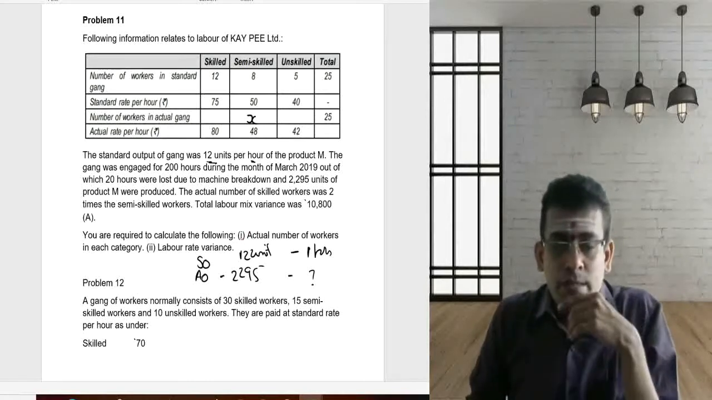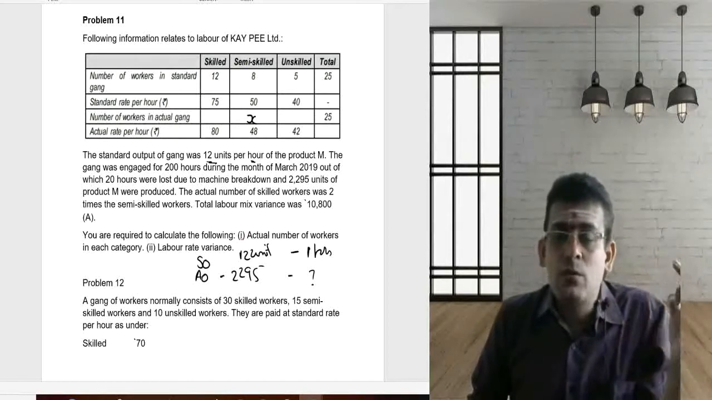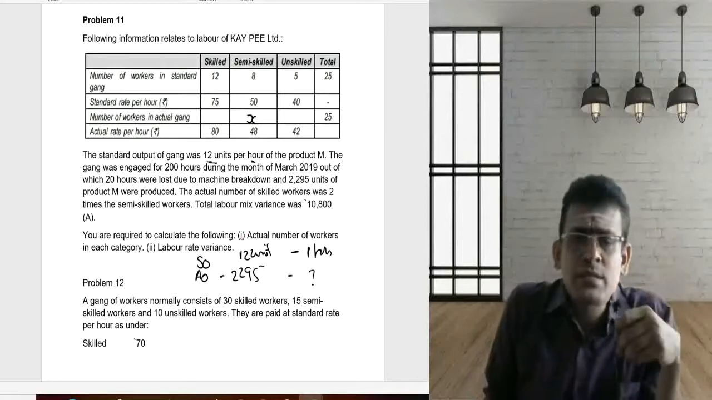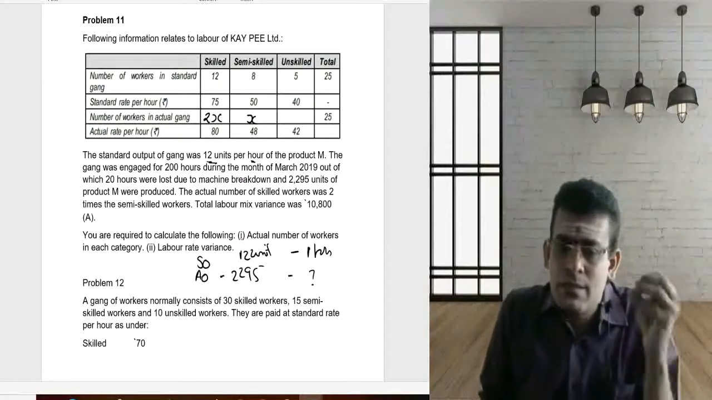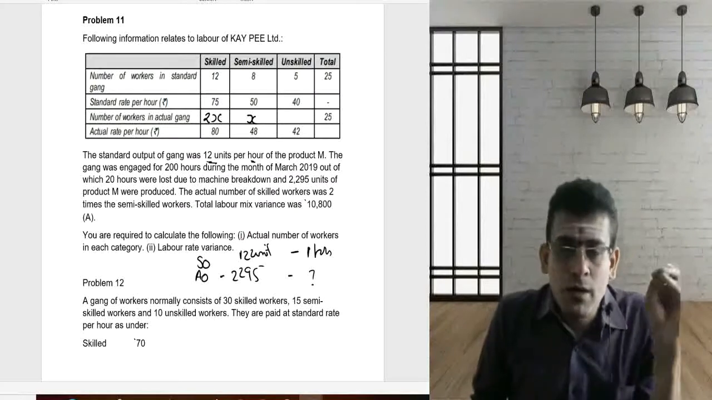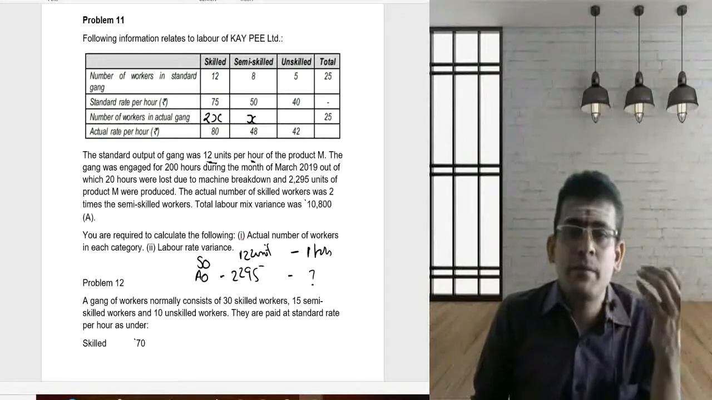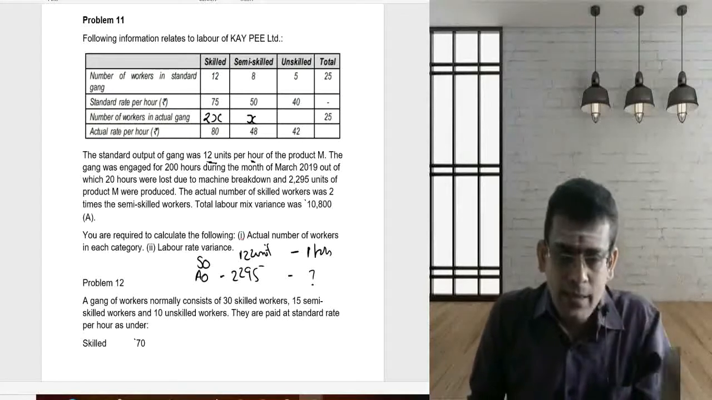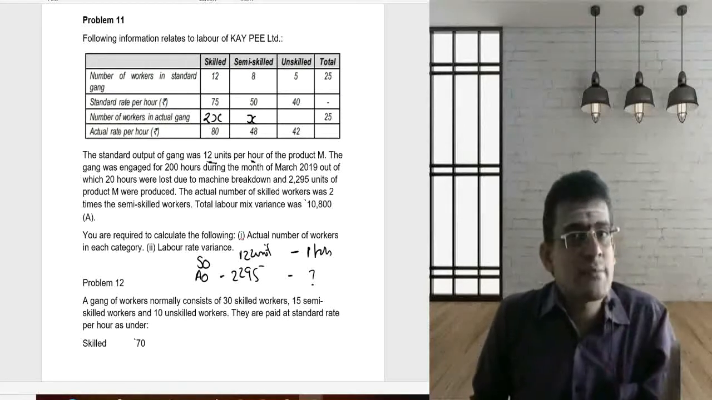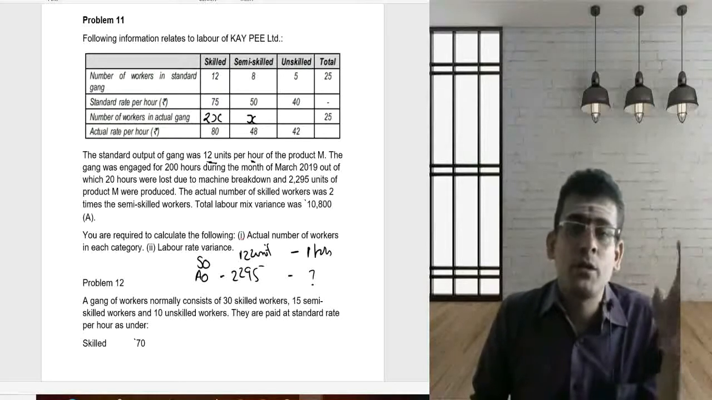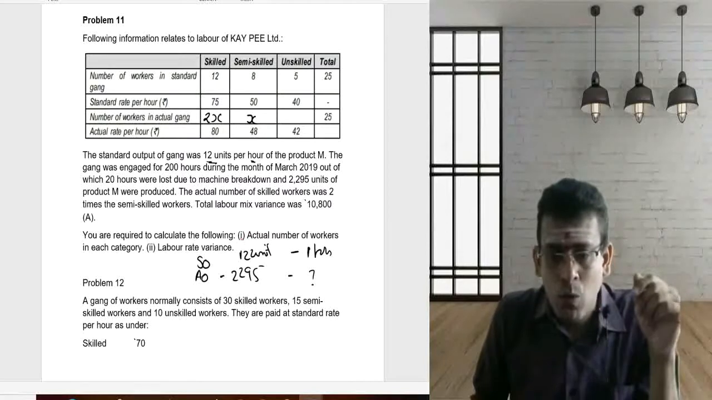Okay, so what does this point say? Actual number of skilled workers is twice that of semi-skilled. If I assume semi-skilled to be X, what is my skilled? My skilled number of workers is going to be 2x. Suppose, for example, if X is 10, then skilled will be 20. So like that I need to find out. Or if you get semi-skilled as 5, your skilled will be what? 2 into 5, 10. Now what will be your unskilled?